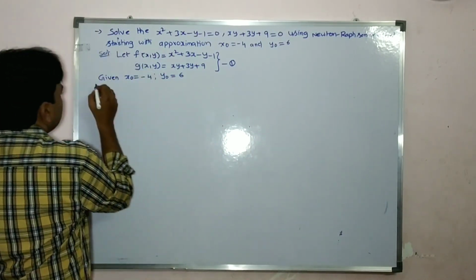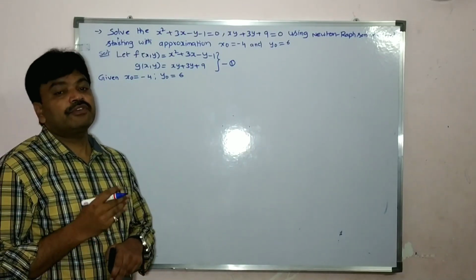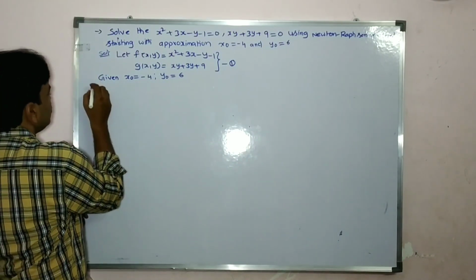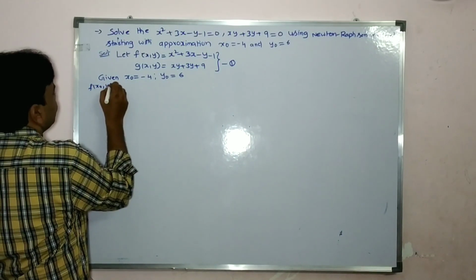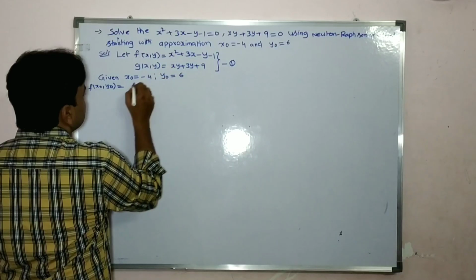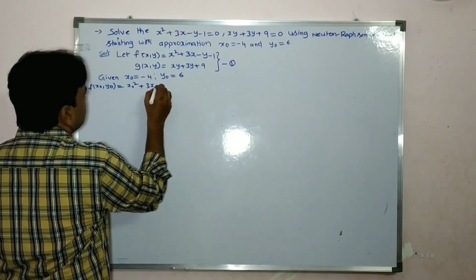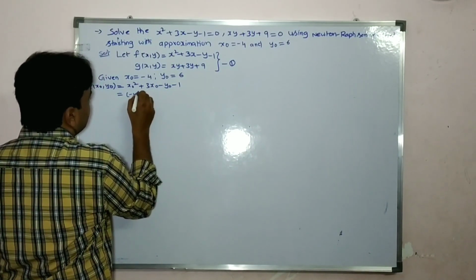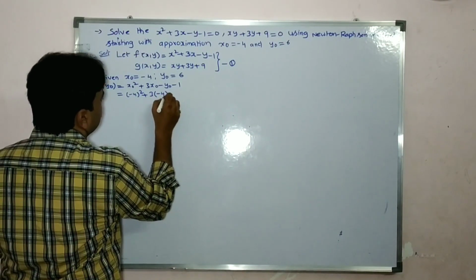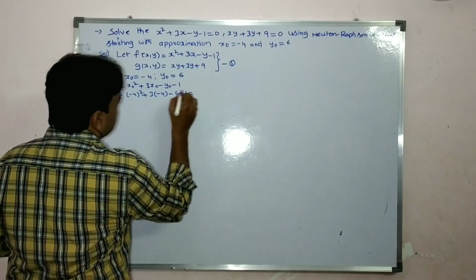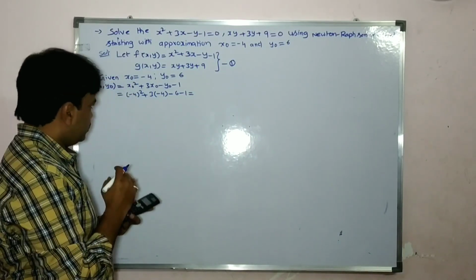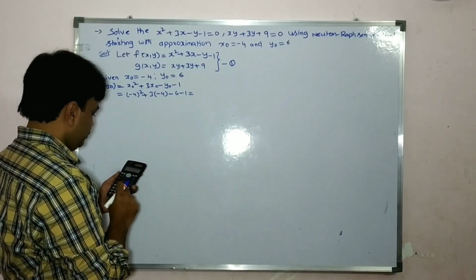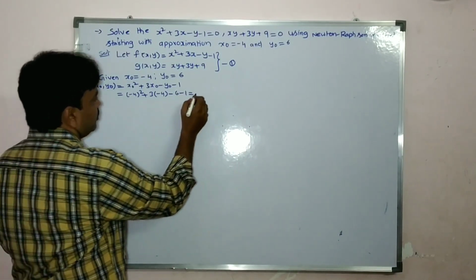y0 is 6. Now you first find, students, find f of x0, y0, g of x0 and y0. Okay students, first find f of x0, y0. That is equal to x0 square plus 3x0 minus y0 minus 1. So that is equal to minus 4 square plus 3 into minus 4 minus 6 minus 1. So that is equal to 16 minus 12 minus 6 minus 1. That is equal to, here students, minus 3.